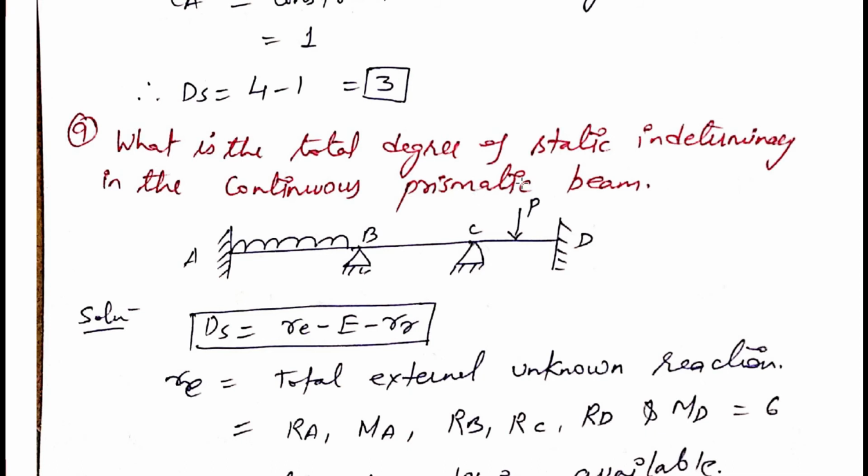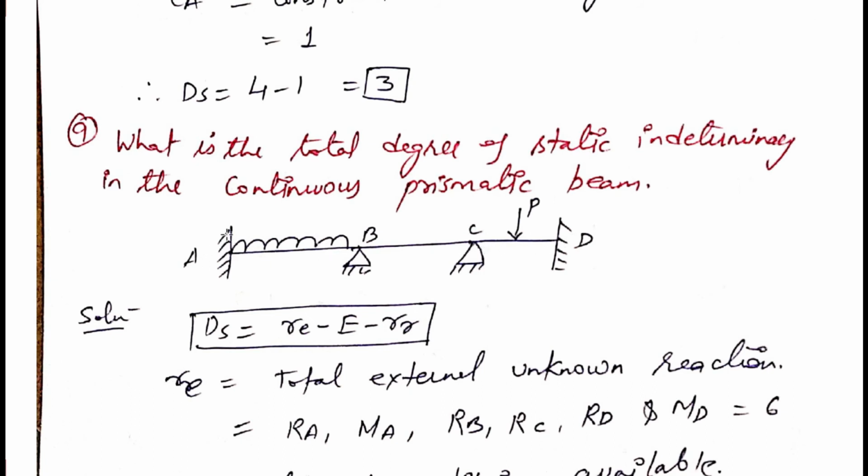Its material properties are not changing here. The EI value is constant for this part, for this part, and for this part. Okay, so it is a prismatic beam. And we are having a vertical loading here.